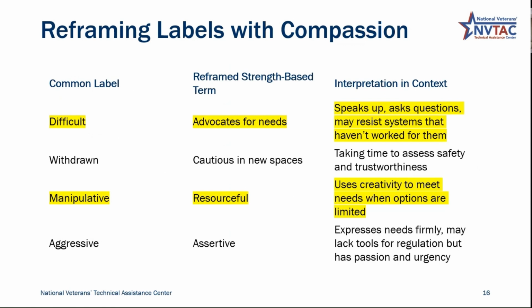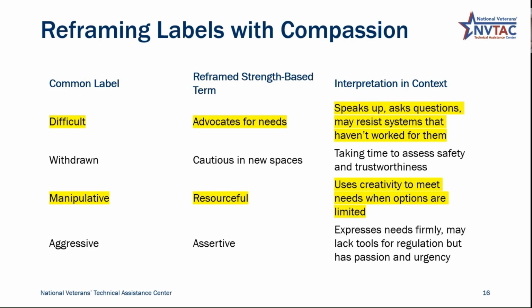Reframing labels that come with compassion. I already talked about this before. The common labels: withdrawn, aggressive. The reframe, strength-based terms: advocates for needs, cautious in new spaces, resourceful, assertive.